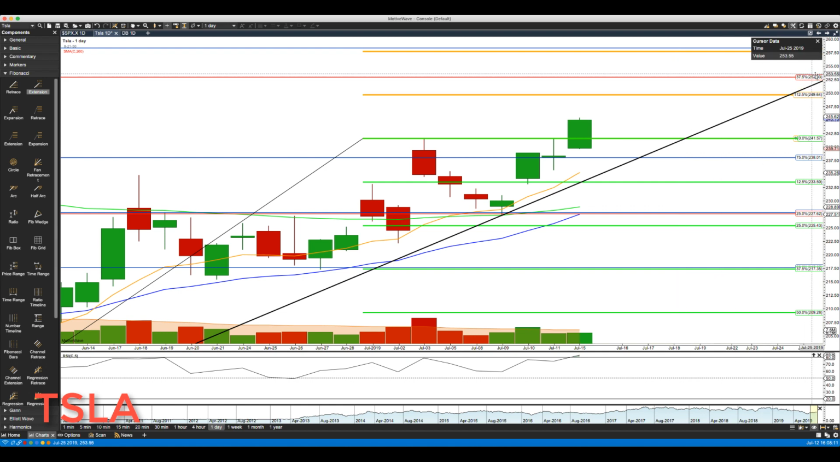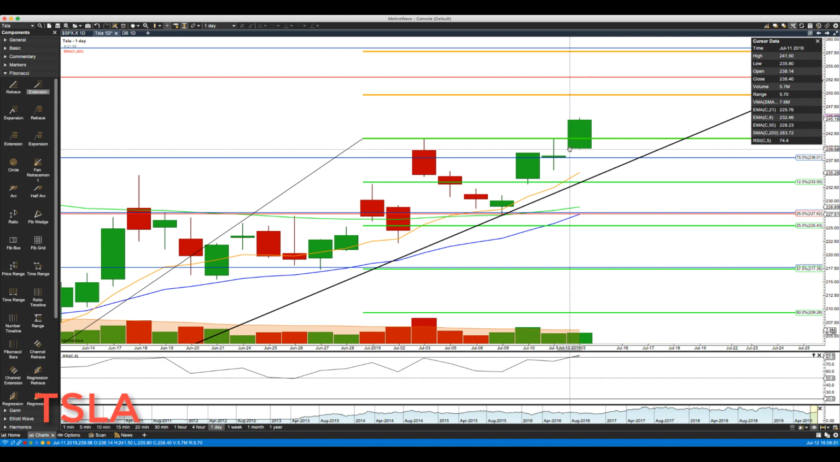Above that, 253, and above that, 257.75. Pull back, we have this gap. So first key level would be the gap fill. The gap fill would be to 238.40.